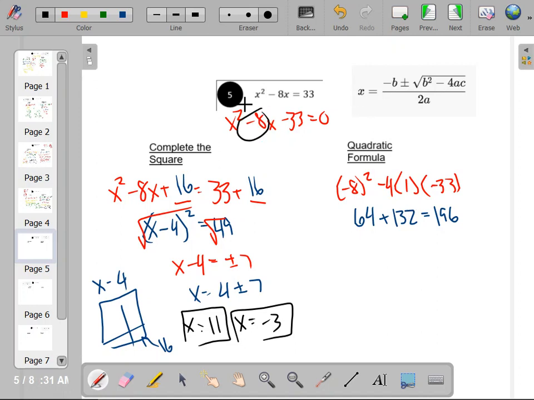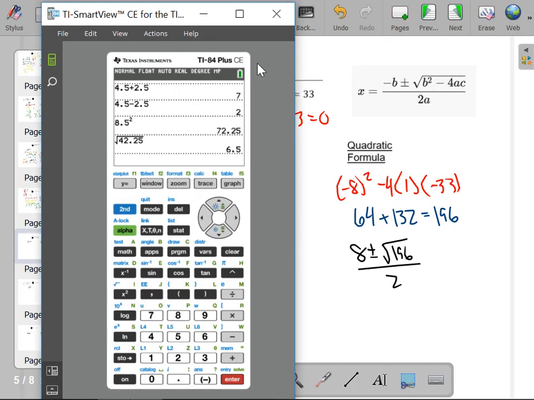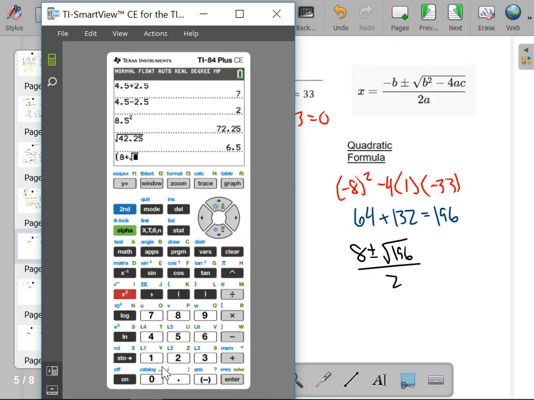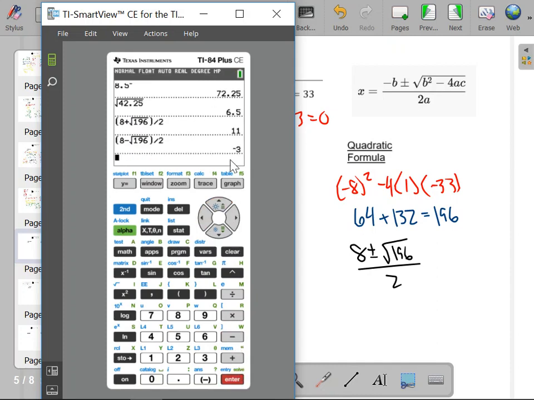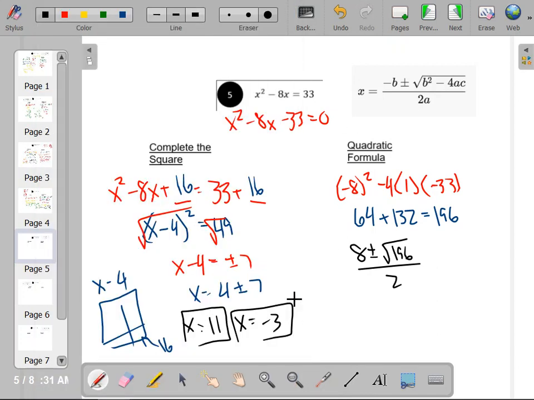The opposite of b, the opposite of negative 8 is 8 plus or minus the square root of 196 over 2a. 2 times 1 is 2. So we're just going to type it in. Remember the numerator's got to be in parentheses. 8 plus radical 196 divided by 2, 11. And when I make it a minus sign, I get negative 3. So 11, negative 3. Hey, same answers. All right, I know I did it right.